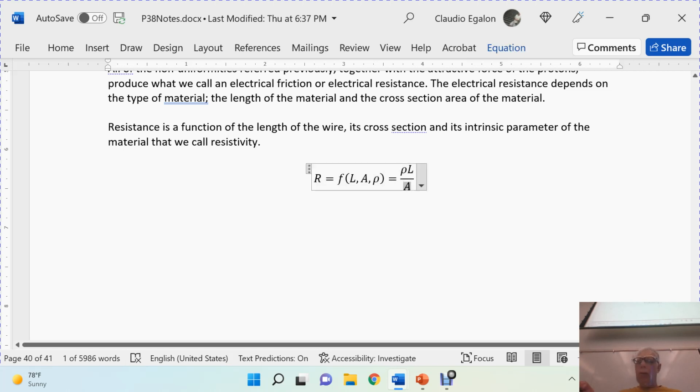The larger the cross-section area of the wire, the less resistance it offers to the motion of charges. The longer the wire is, the more resistance it has.